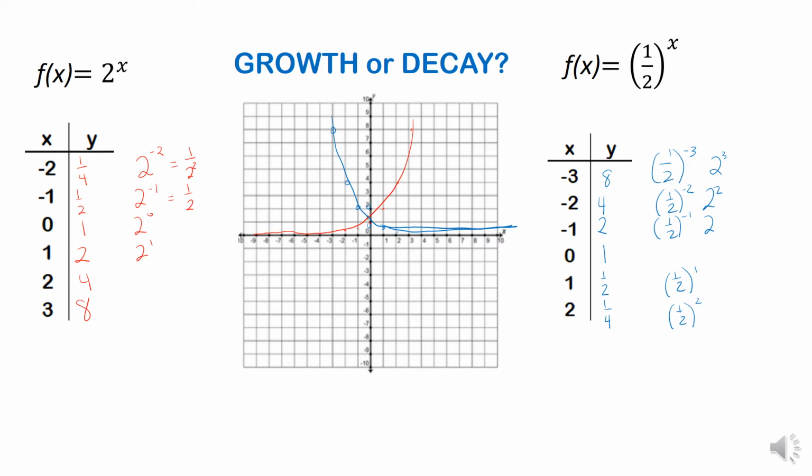Okay? So I just wanted to show you the two differences between those. They should cross at 0, 1. And that's how you would draw them. And that's how you figure them out.